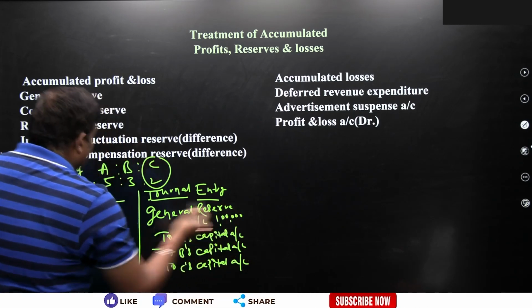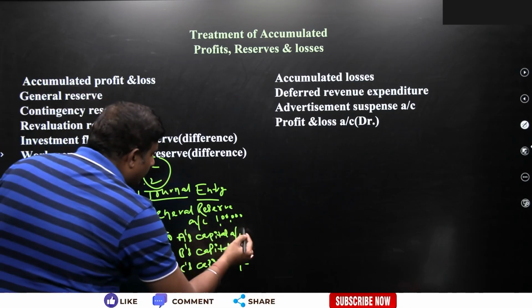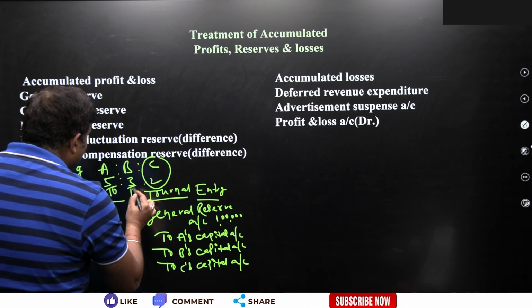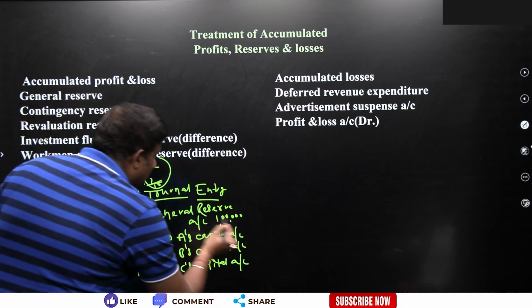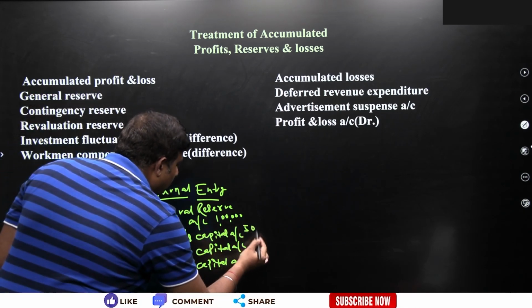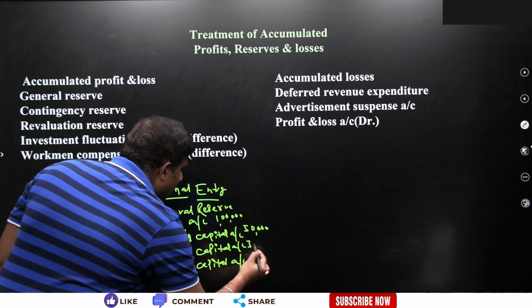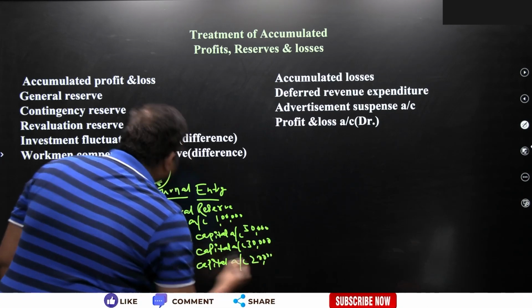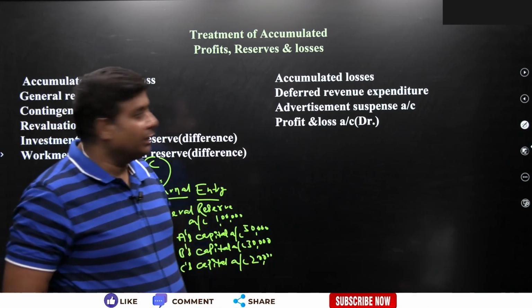This amount of 1 lakh should be distributed in their old profit and loss ratio, that is 5/10 goes to A, 3/10 goes to B and 2/10 goes to C. So 1 lakh of 5/10 will give you how much? 50,000, 3/10 is 30,000 and 2/10 is 20,000. Okay. So now let's talk about the accumulated losses.